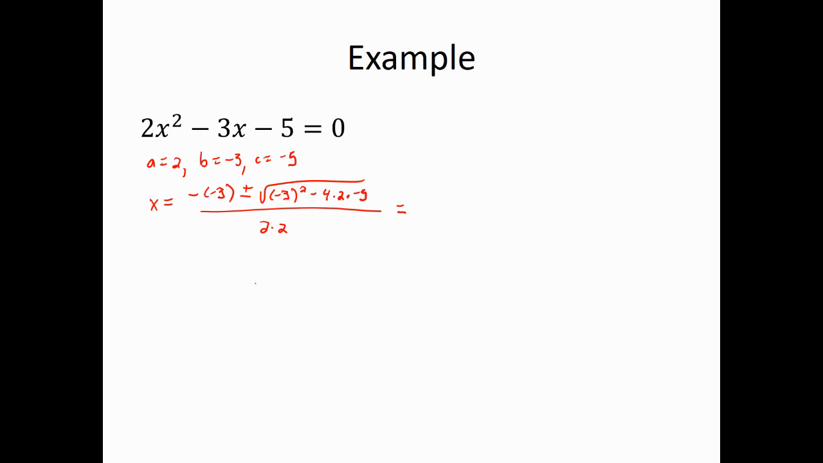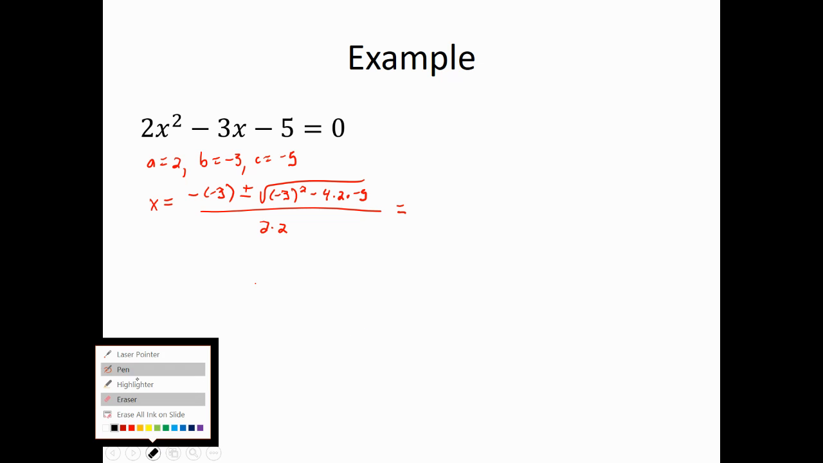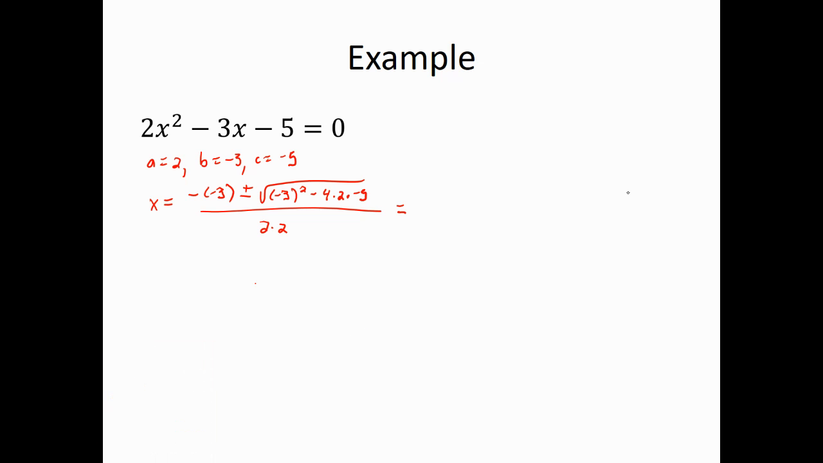So on the top, we have the negative of negative 3, which is positive 3. And then we have plus or minus. There, once again, are the two solutions, once when you add, once when you subtract. And then under the radical, we have negative 3 squared, which is 9. And then I have minus 4 times 2 times negative 5.